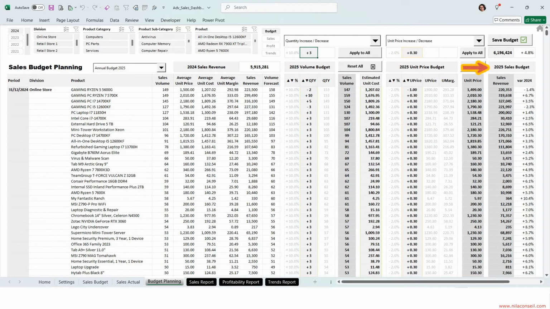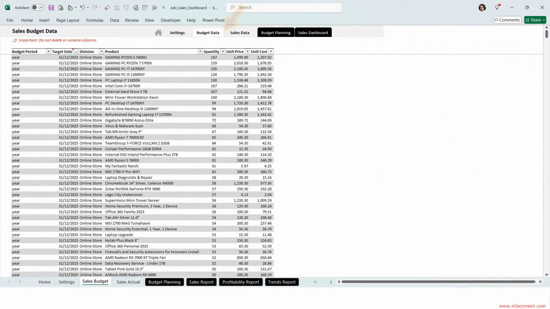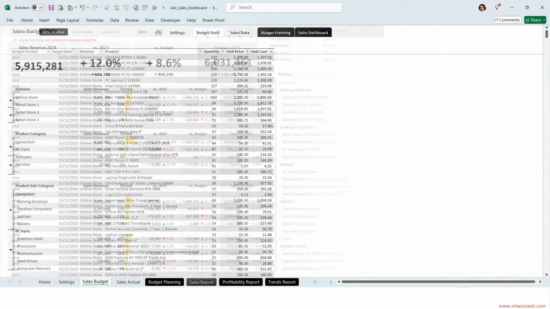2025 sales budget is forecast to decrease Ryzen 5 gaming revenue by 1.4%, increase Ryzen 7 gaming revenue by 6.7%, and increase total sales revenue by 4.8%. If the planned budget is approved by the managers, then save budget volume, unit cost and unit price for each product in the budget table.